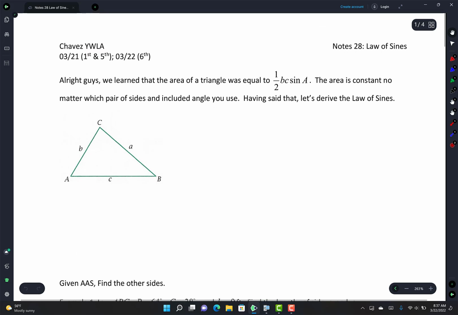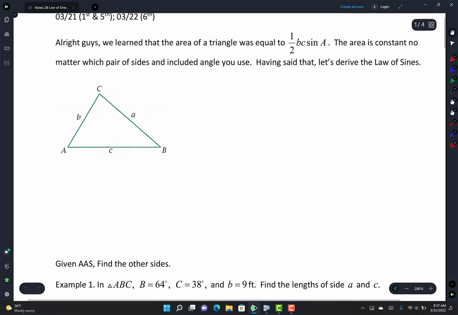All right, guys, here we go. Let's get started. So this is Notice 28, Law of Sines. It's going to be pretty fast. We're going to derive this from the area formula of a triangle. And we already know what the area of a triangle is.